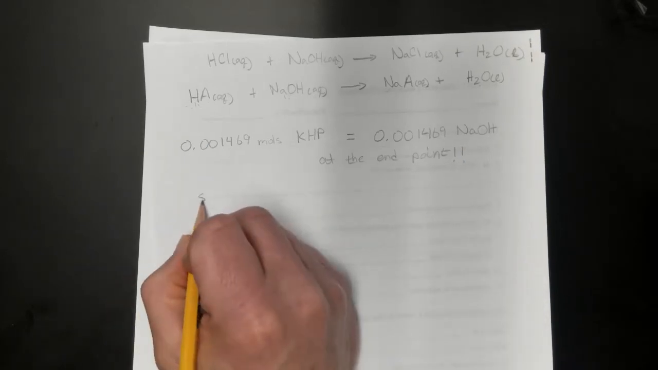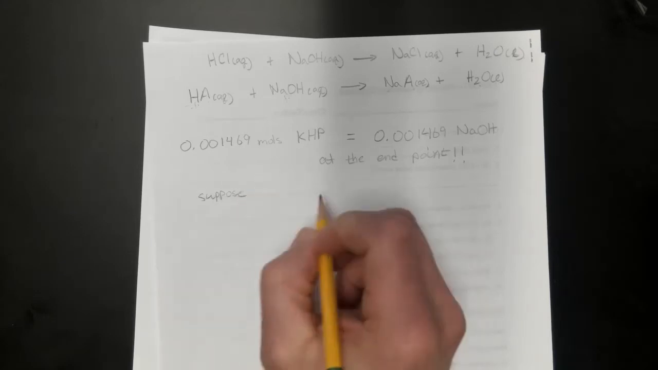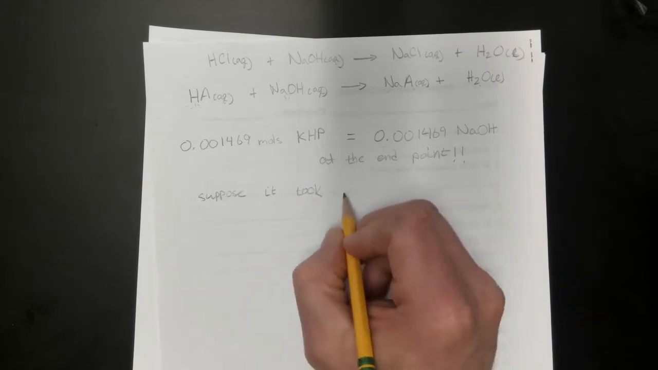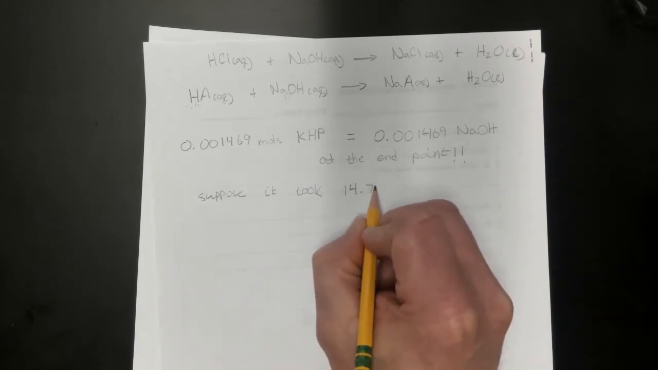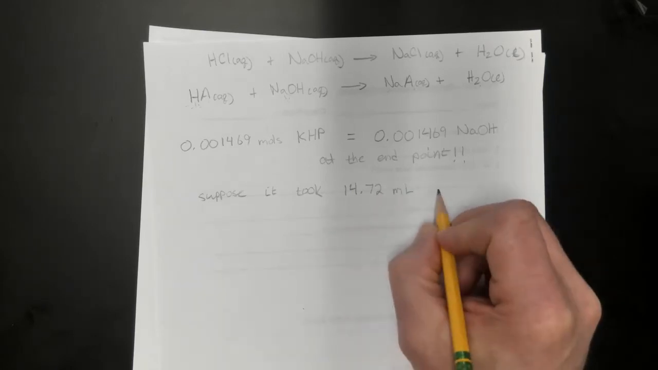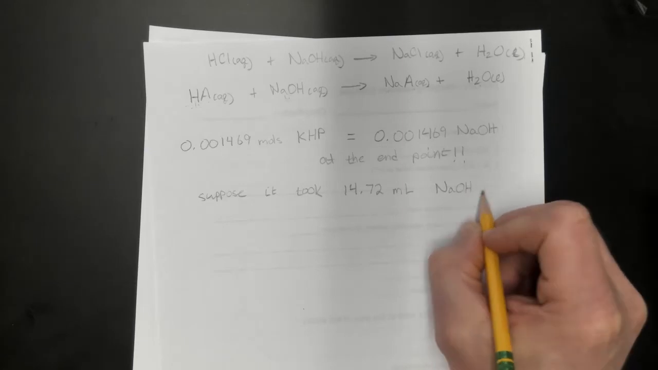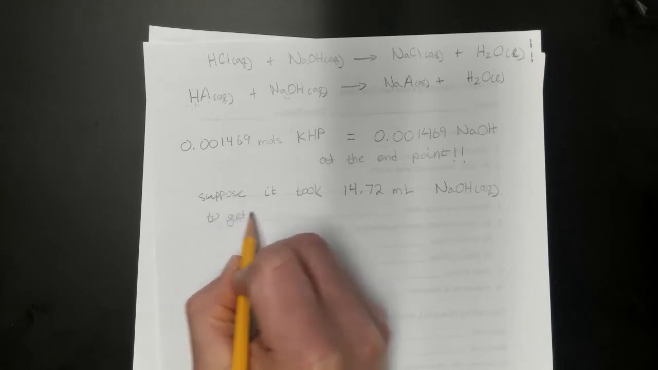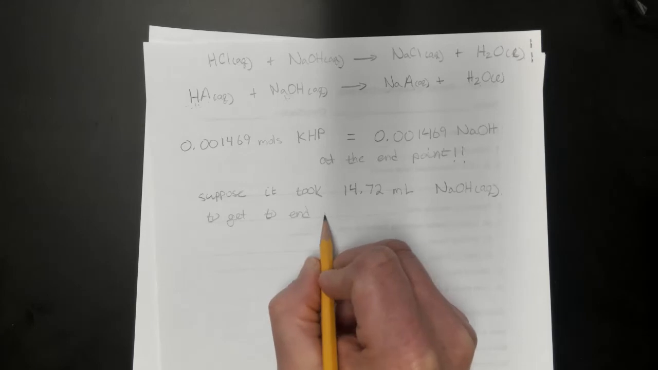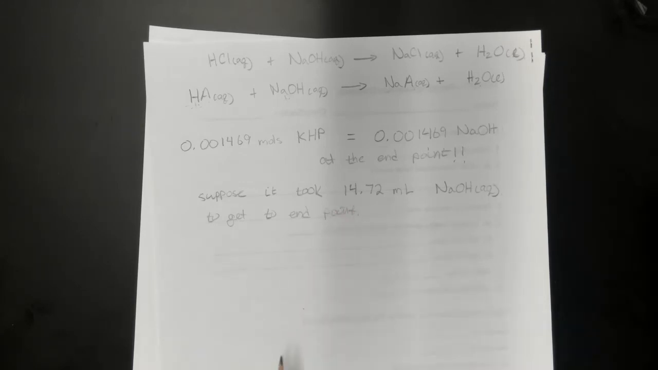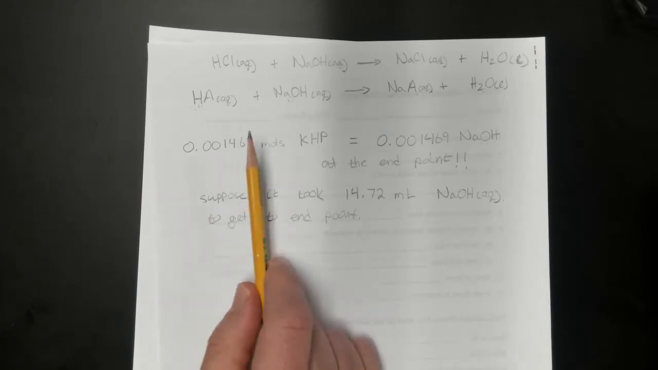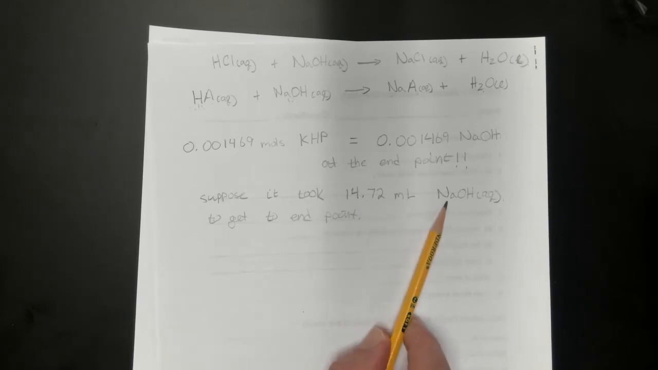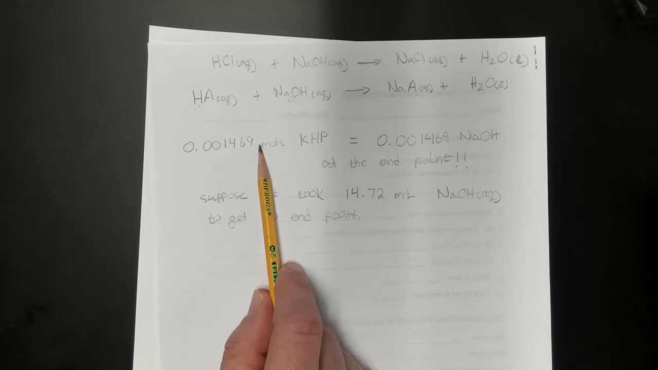All right, suppose it took 14.72 milliliters of sodium hydroxide solution to get to the end point. That's how many moles of KHP we're starting with. And it took 14.72 milliliters of sodium hydroxide to add that many moles of sodium hydroxide.